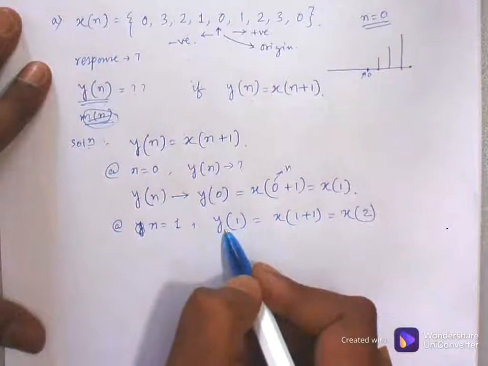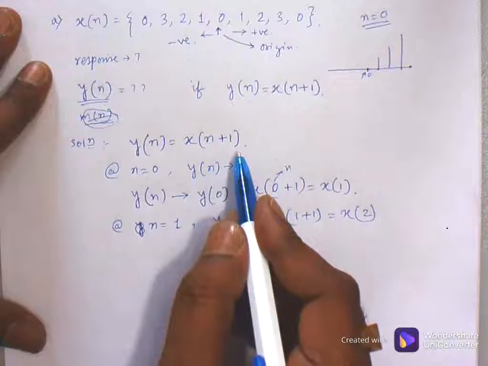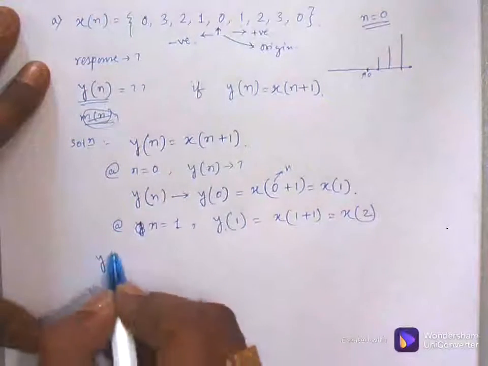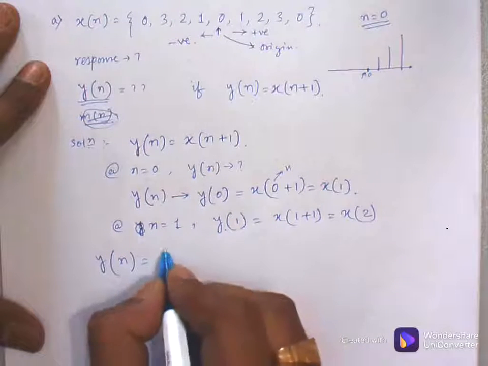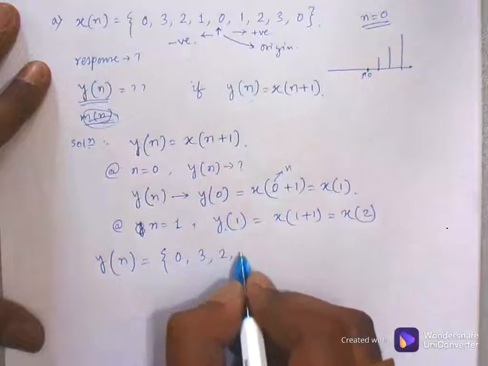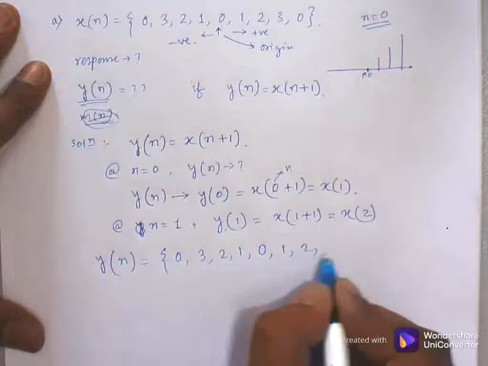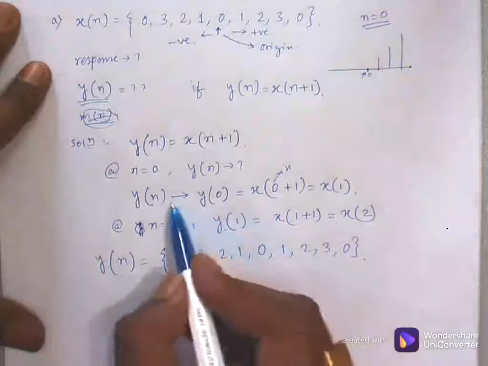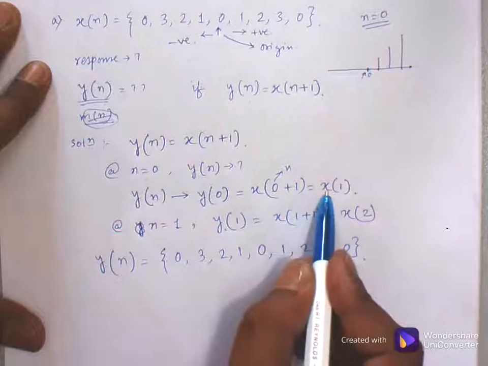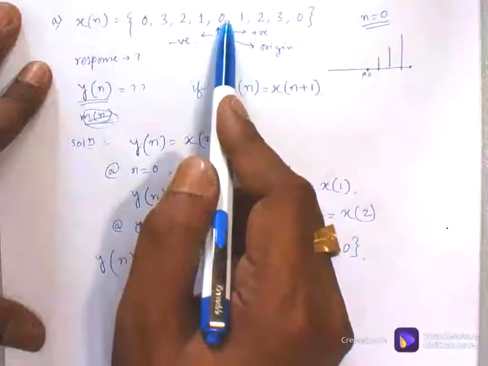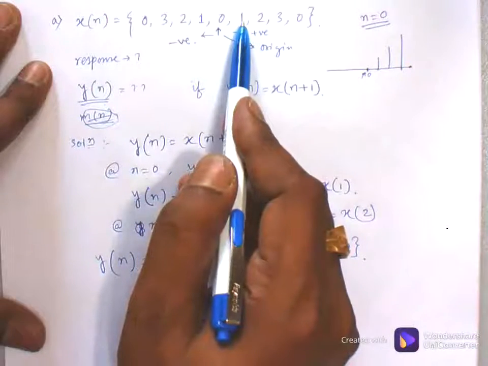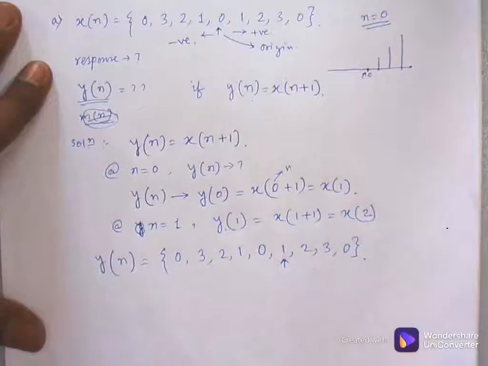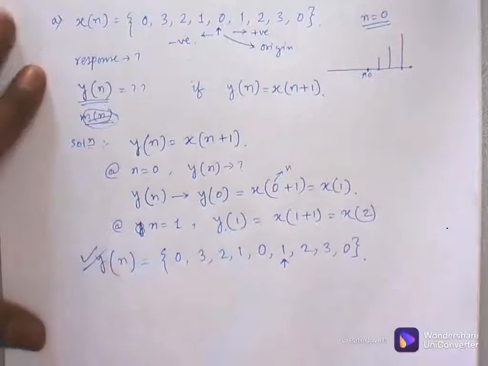See, y of n is nothing but the advanced version of x of n, advanced by one step. So y of n can be written as 0, 3, 2, 1, 0, 1, 2, 3, 0. And where is the origin of y of n? That is n equal to 0, that means y of 0 has the value 1. So that is the origin for y of n. So this is your response, y of n.